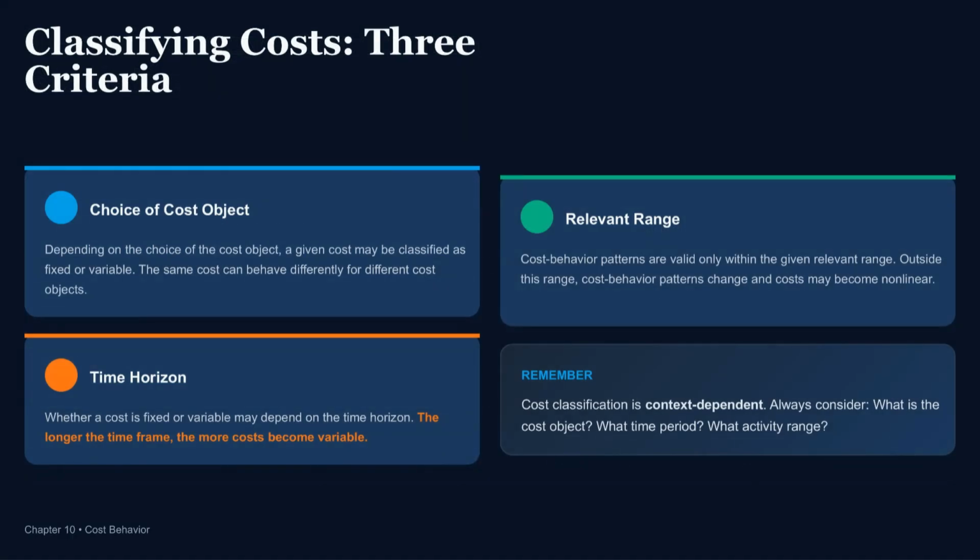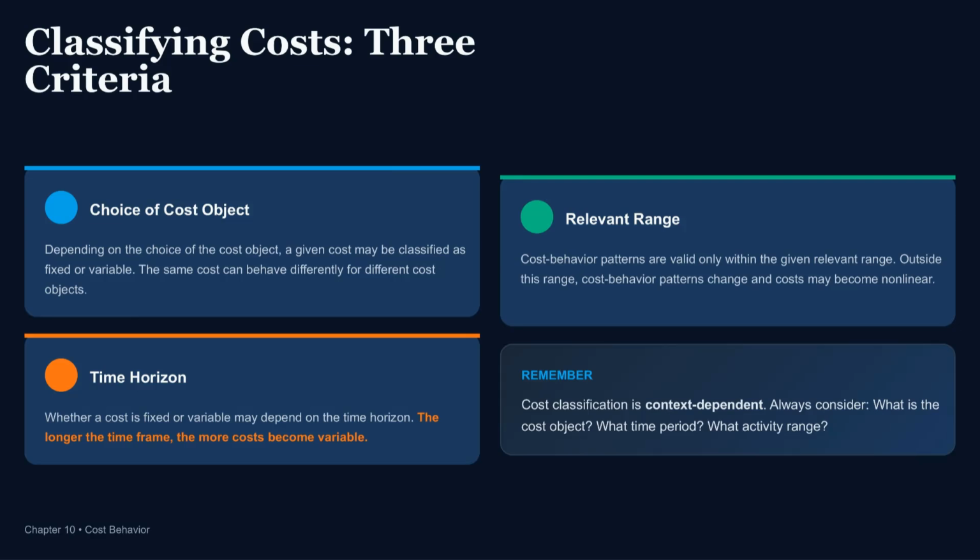When classifying costs as fixed or variable, you must consider 3 important factors. Choice of cost object. The same cost can be classified differently depending on the cost object. For example, a supervisor's salary is fixed for the department, but becomes variable when analyzing cost per unit produced across multiple departments.